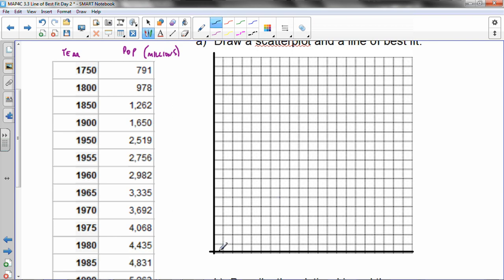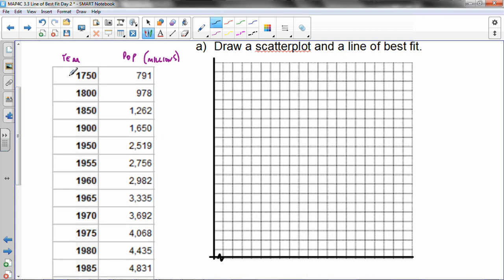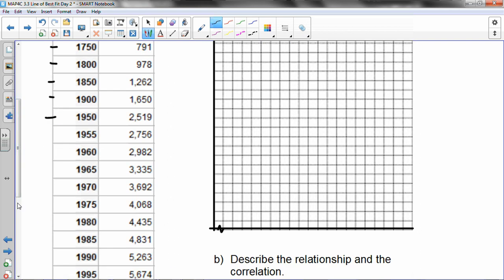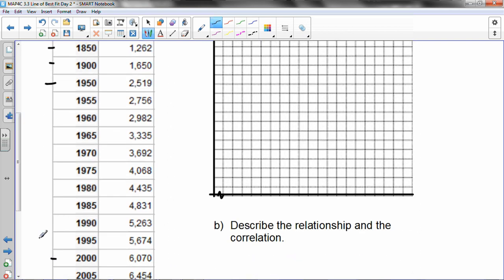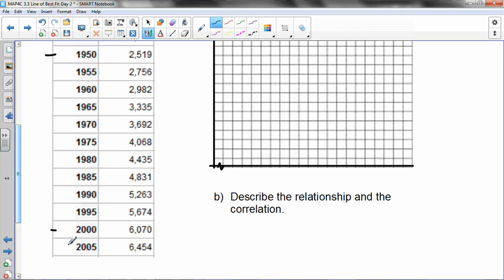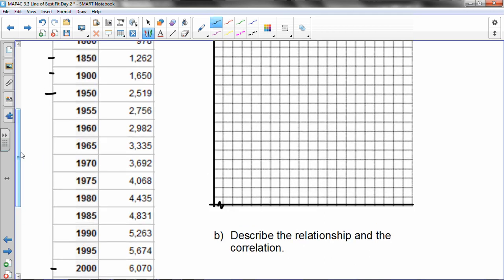Put a little break in the graph, and what happens here is, notice this table goes up by 50s for the first few, and then it goes up by 5. So this is a little bit tricky to graph. I'm not going to graph all the points. I'm just going to graph the ones that I put a tick next to. So every 50 years. That should be enough to show a trend, even though there's a lot of data that I'm going to actually skip.